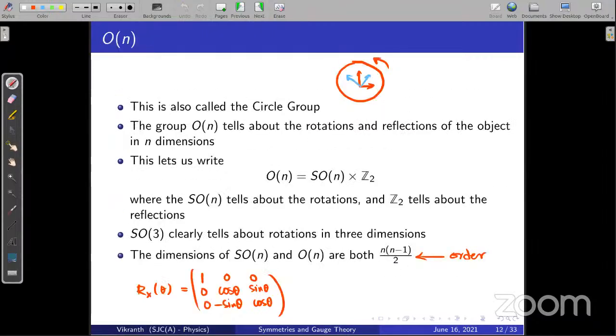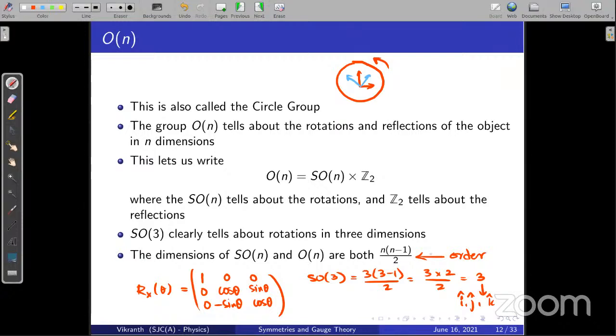Now, for SO3, for example, we have 3 times (3 minus 1) over 2, that is 3 into 2 by 2, and the answer is 3. The order of SO3 is 3, and this is what we know to be the I, J, and K vectors. So you need 3 parameters, I, J, and K in 3-dimensional space, to represent any vector that you have. This is another way of saying why we have I, J, and K.